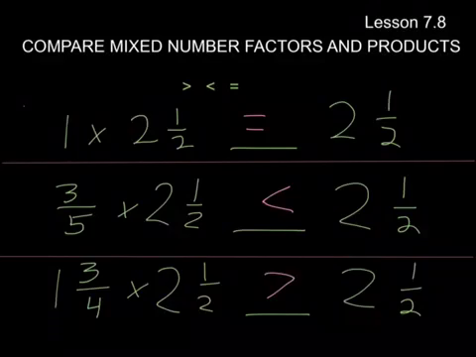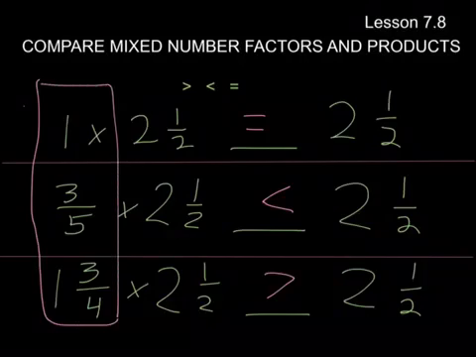So once again, let's examine the determinants to the left in this column. We are multiplying by a value of 1 whole. Therefore, the value of the product remains the same. It's the identity property. In the middle, 3/5 is less than 1 whole, so the product was less than 2.5. And at the bottom, 1 3/4 was greater than 1 whole. Therefore, the product is going to be larger.